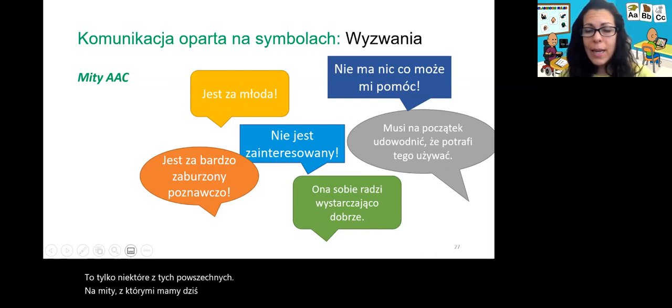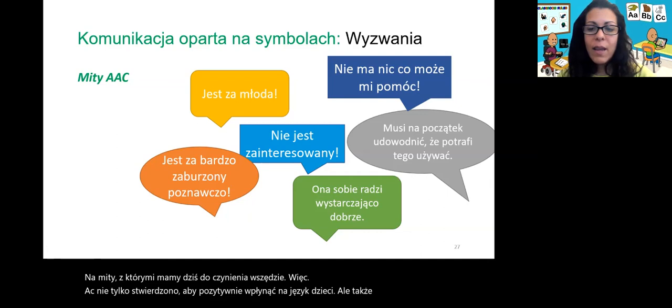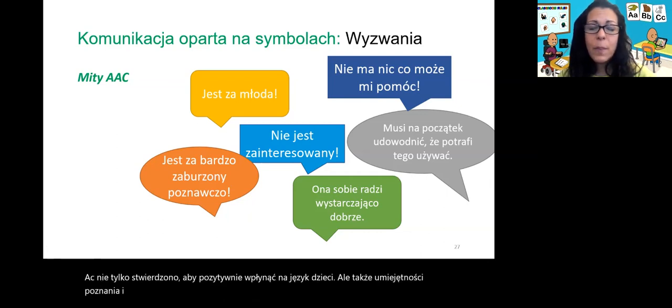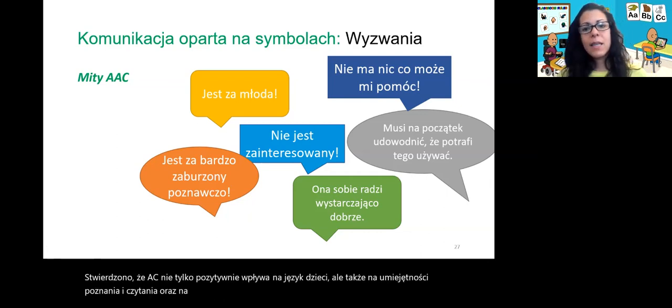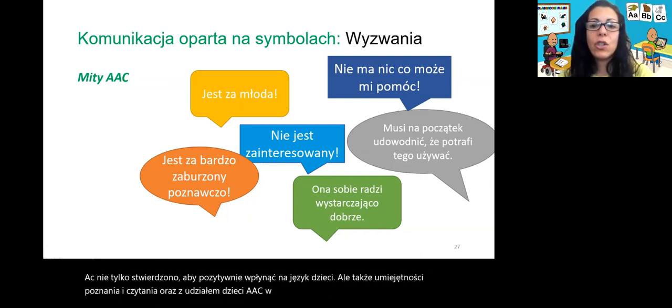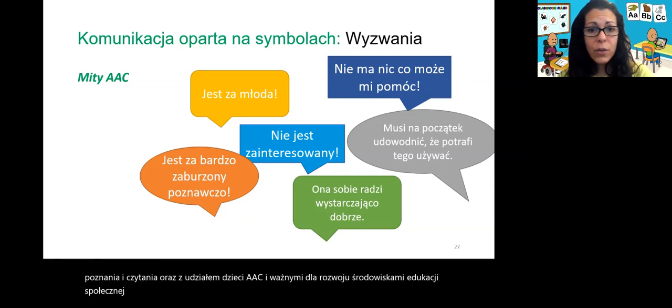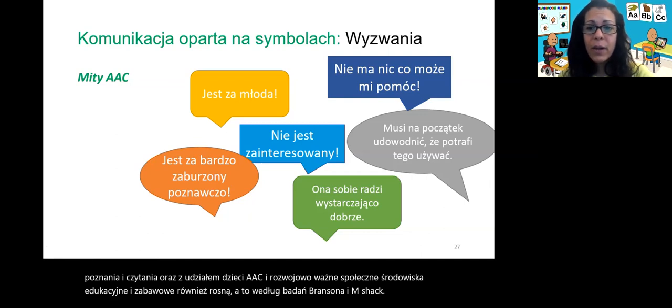So AAC has not only been found to positively impact children's language, but also cognition and reading skills. And with AAC, children's participation in developmentally important social, educational, and play environments increase as well. And this is according to research from Branson and Demchek. So they're never too old, too young, or too impaired.